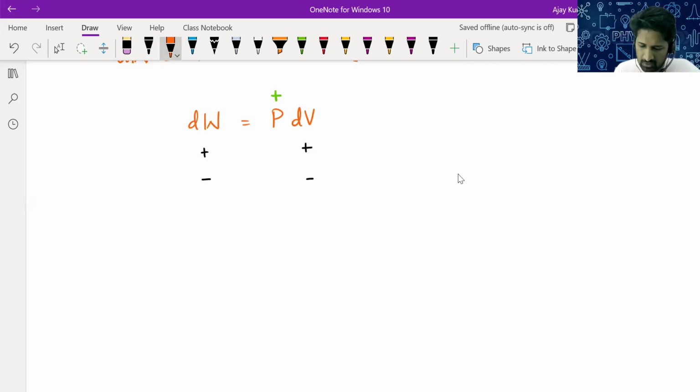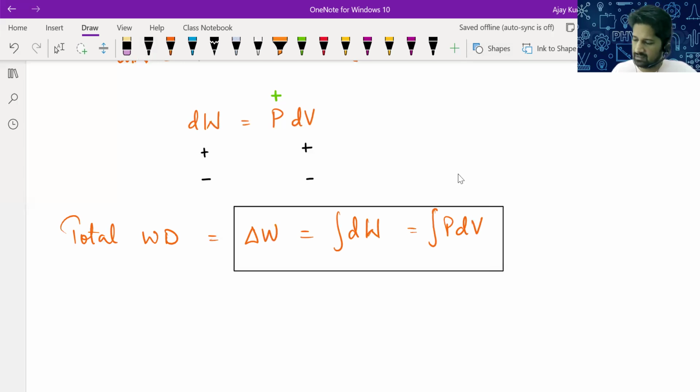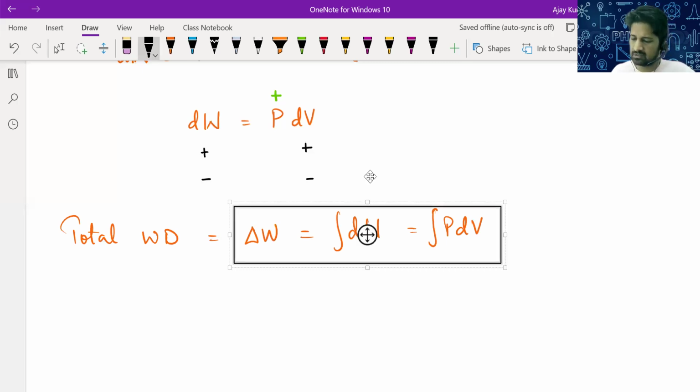And if you want total work done by a gas, you can write delta W is equal to the integral of small amounts of work done. That becomes integral P dV. So when it comes to gases, this is how we calculate work done by the gas. Integral P dV. We don't write integral F dot ds. This is derived from integral F dot ds, but this is how we use it.